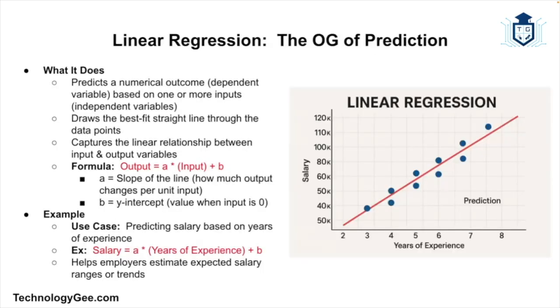All right, so the first one we're going to talk about is called linear regression. And this is all about predicting a number. It tries to draw the best straight line through your data that represents the relationship between input, which is your independent variable, and output, which is your dependent variable. And a real life example of this would be, imagine that you want to predict someone's salary based on years of experience. Linear regression finds the line that best fits the data points, like the formula written on your screen right here, where it says salary equals A times the years of experience plus B.